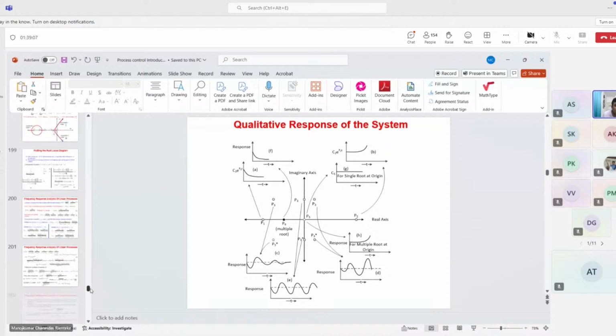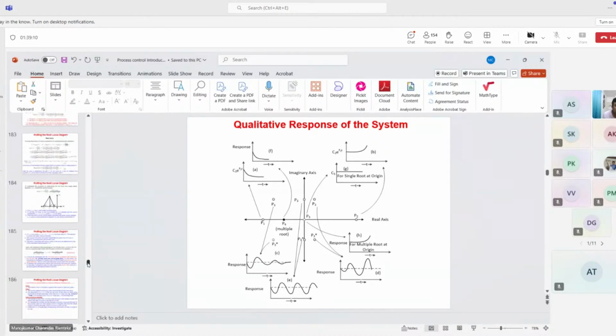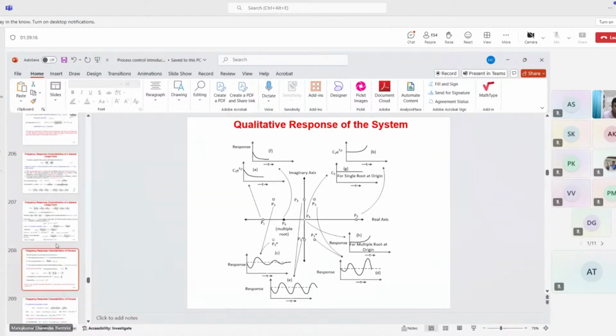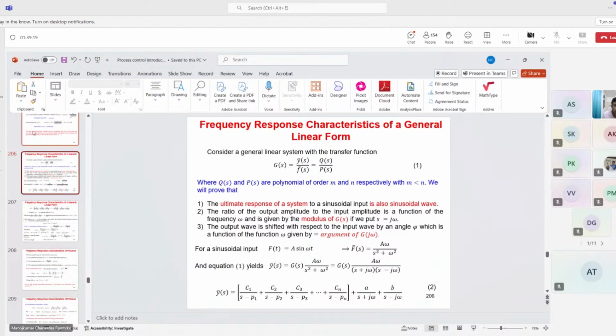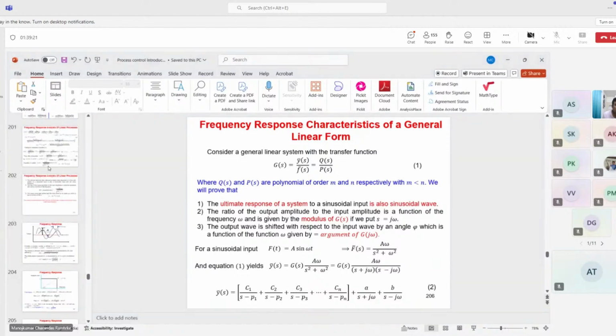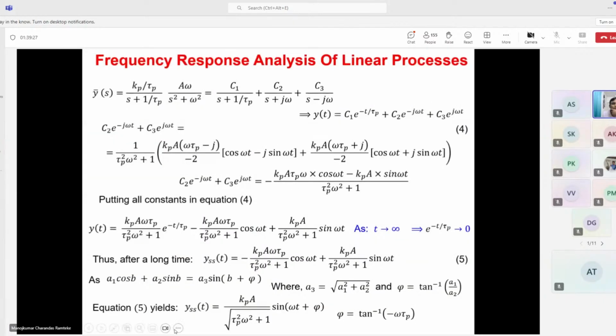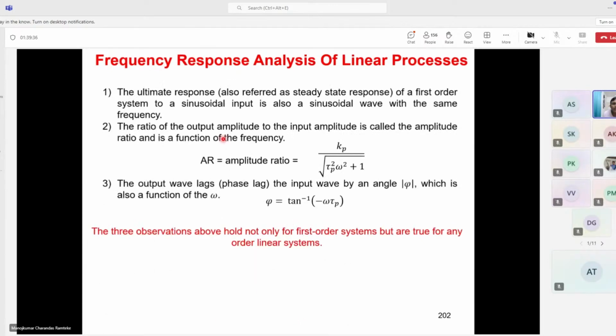Now what type of response am I getting here? This is what we are seeing. Is the sine wave dying out here? No, sir. We are getting a sustained sine wave. That is what we have written here. My ultimate response is going to be a sinusoidal wave with the same frequency, and it is not dying out. It's a sustained sine wave I am getting.